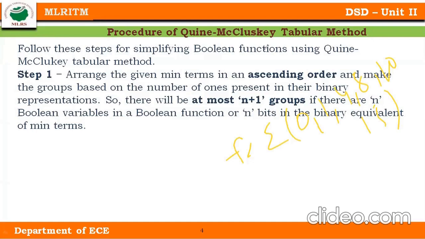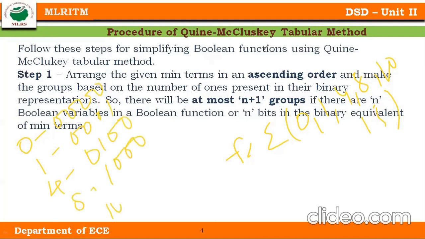Sir, how can I group? The terms need to be grouped according to how many ones are there in the binary equivalent. Suppose I take 0, which can be represented as 0000. 1 is 0001. 4 is 0100. Then 8 is 1000. Then 10 is 1010. And 15 is 1111. So now I have arranged these in ascending order.